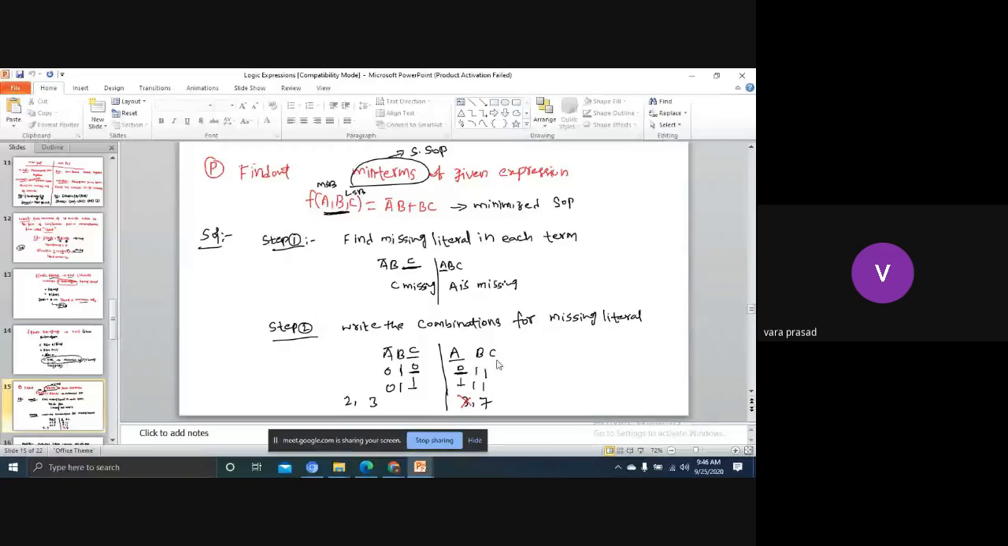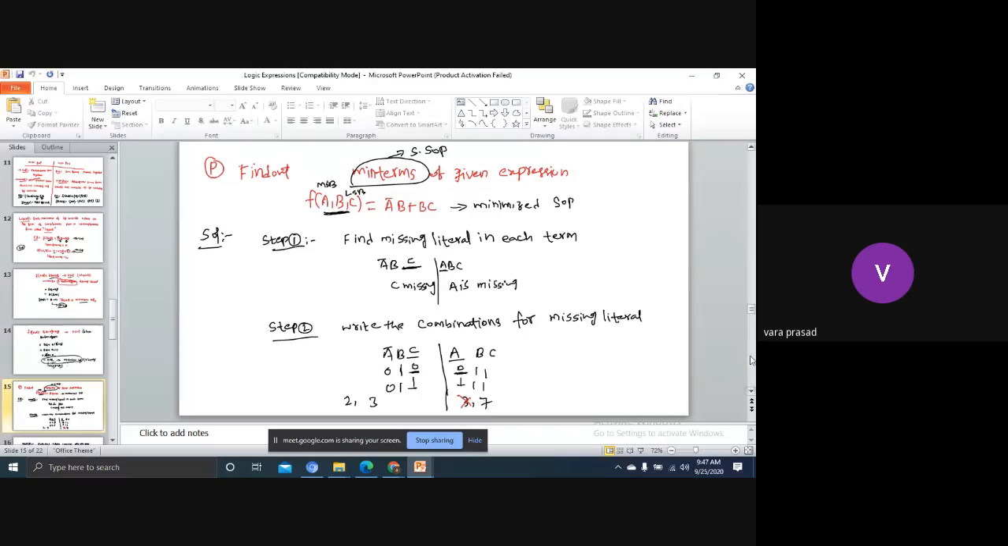Now A bar in the sense 0, B in the sense 1. So 0, 1 I am writing. Here dash, why am I keeping it? One literal is missing, so it can appear in two ways, 0 and 1. And we have to write the decimal value: 0 1 0 is 2, 0 1 1 is 3, 1 1 1 is 7. This is the second step.